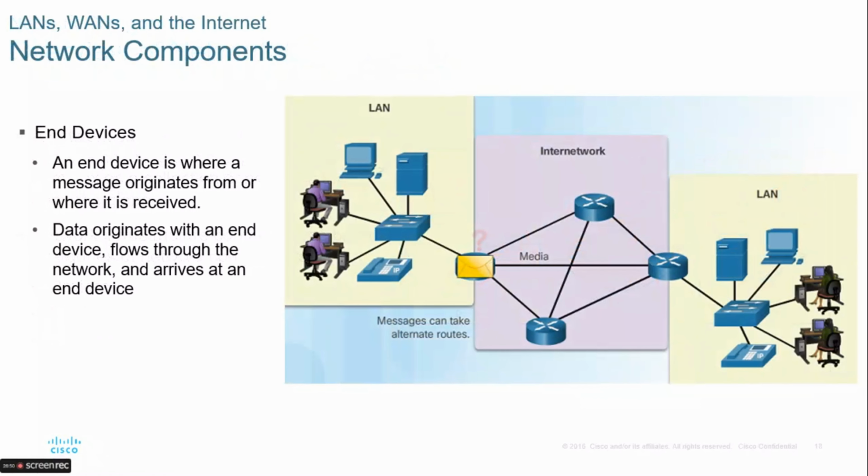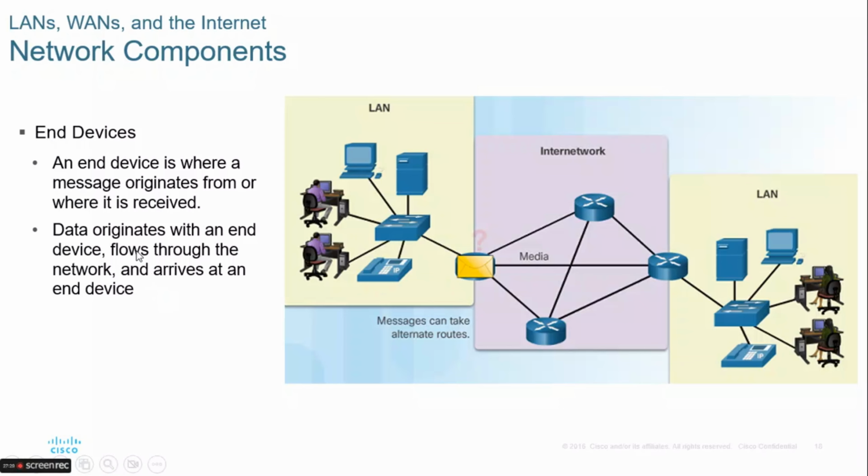The next section here is network components. Network components are categorized depending on the location. For example, here, the end devices. An end device is where a message originates from or where it is received. Mostly, this is at the access layer. That's where users reside. So data originates with an end device, flows through the network, and arrives at an end device.